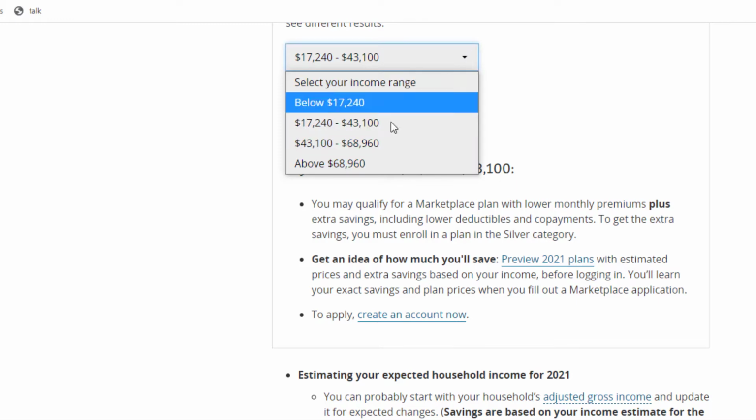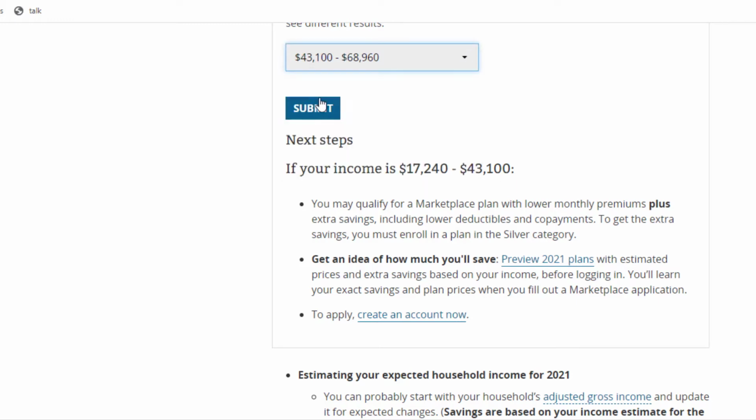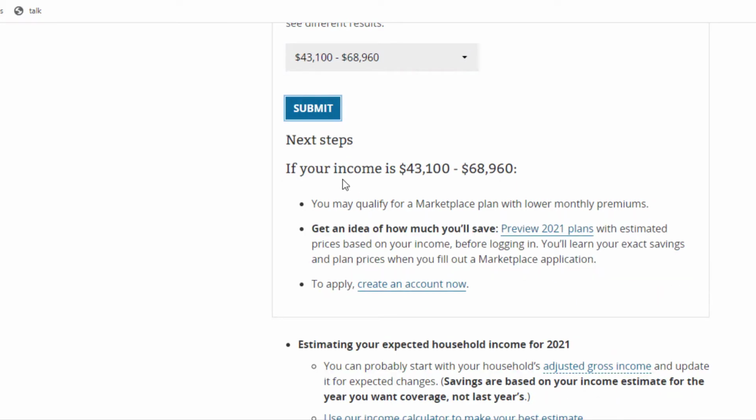Now let's look at the third bracket. So this is if your income is $43,100 to $68,960, you may qualify for a marketplace plan with lower monthly premiums. So there's none of those extra savings of the lower bracket, but you're still going to get those premium tax credits, which is going to lower your monthly premiums significantly.